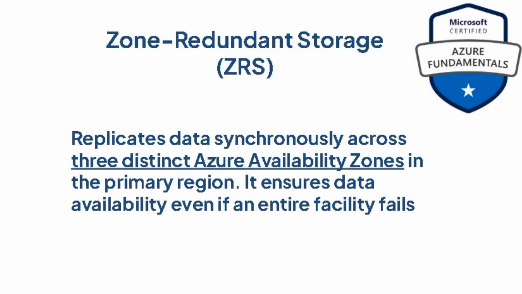We also have the zone redundant storage, and this basically replicates data synchronously across 3 distinct Azure availability zones. I highlighted 3 distinct Azure availability zones just for you to remember on your certification. But basically they're going to be replicated in the primary region. And this is going to ensure data availability, even if an entire facility fails, so you're going to have availability in 3 different availability zones. Remember this for your certification.